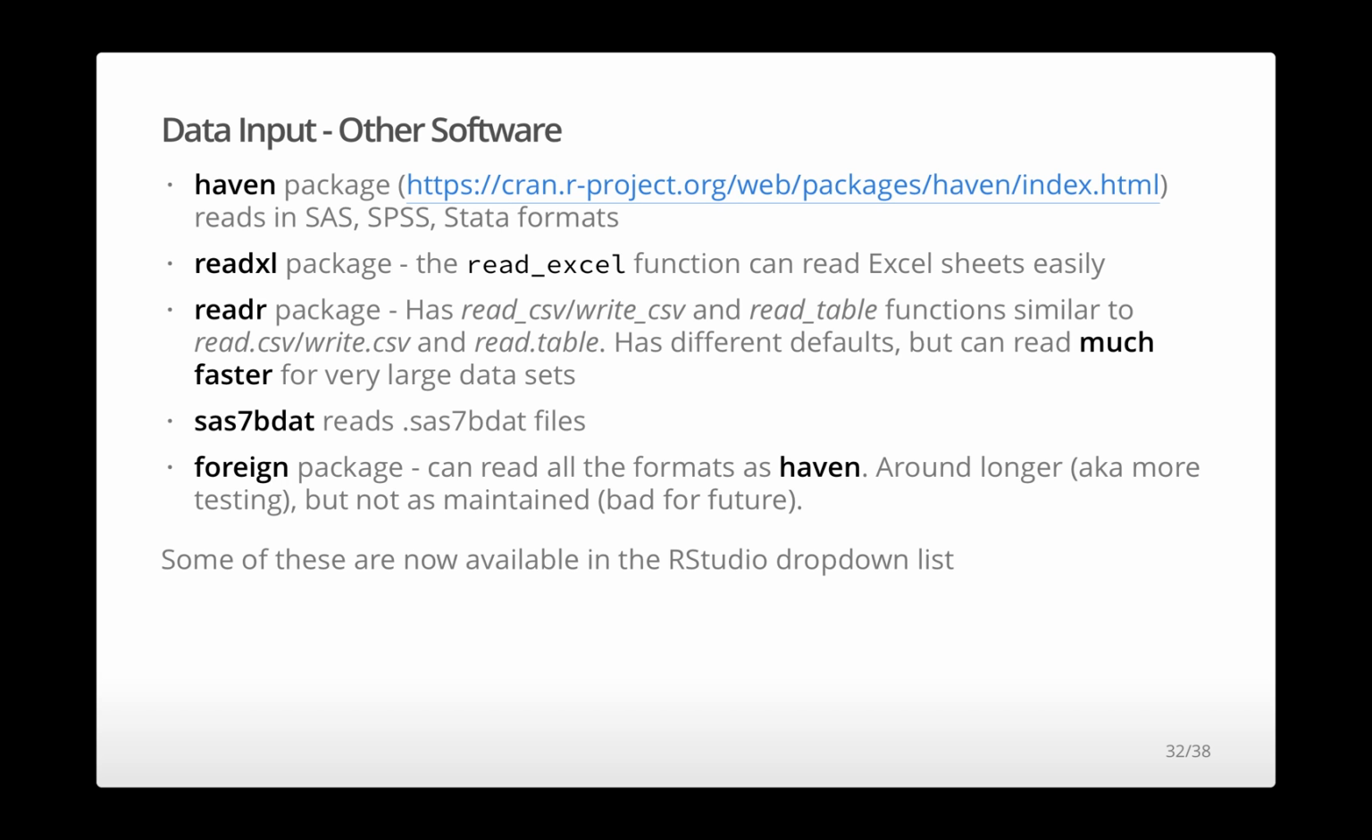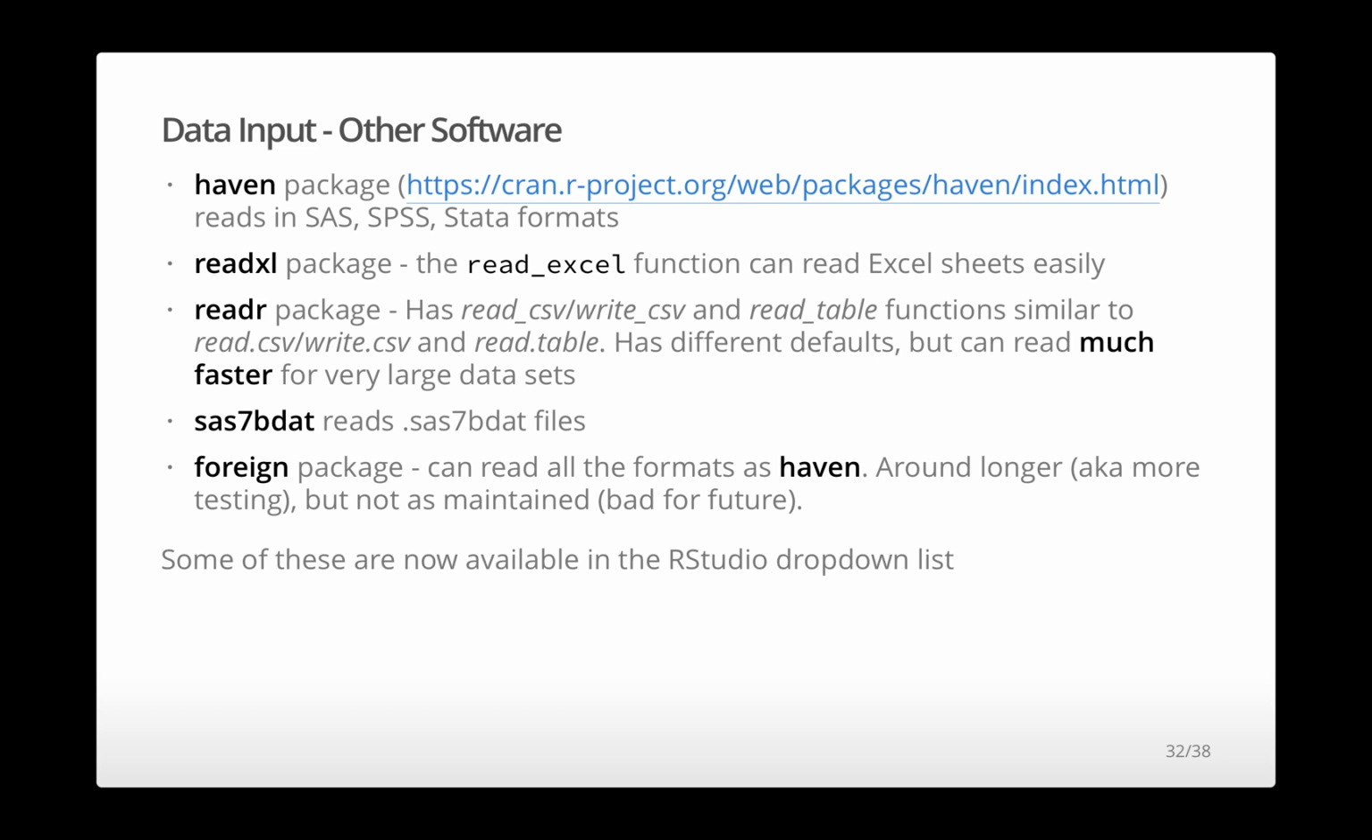Haven is the new and improved way to read SAS, SPSS, and Stata data formats. Again, this is put out by RStudio. It's a really good package. It reads things very fast and puts labels in a good way. I'll show you a very brief example on how to do that. Read Excel, I'm going to show you an example now.